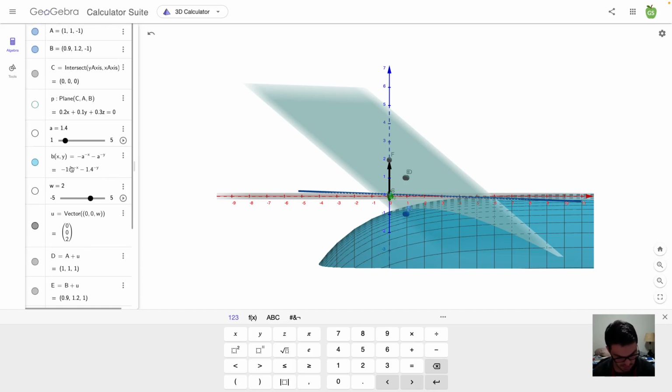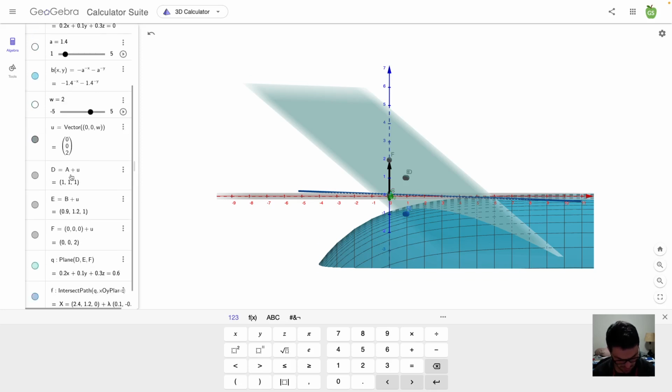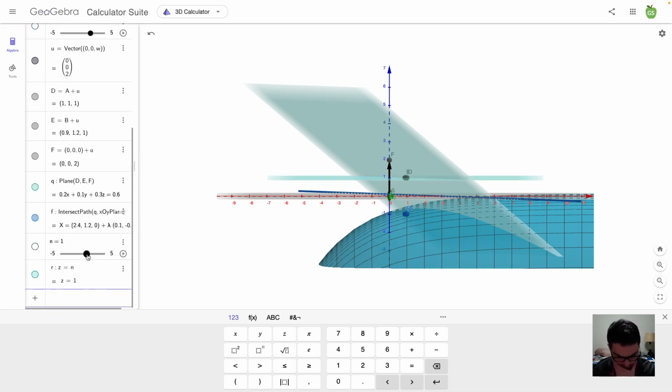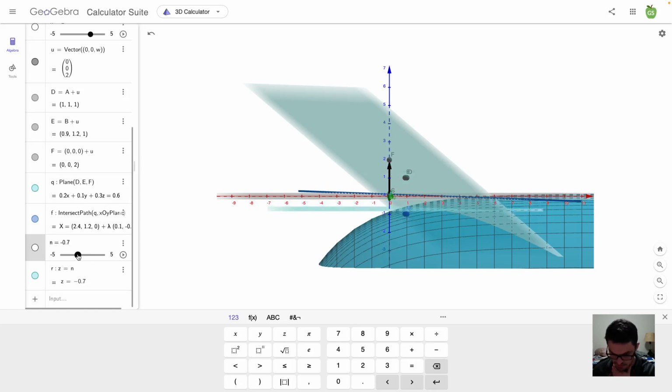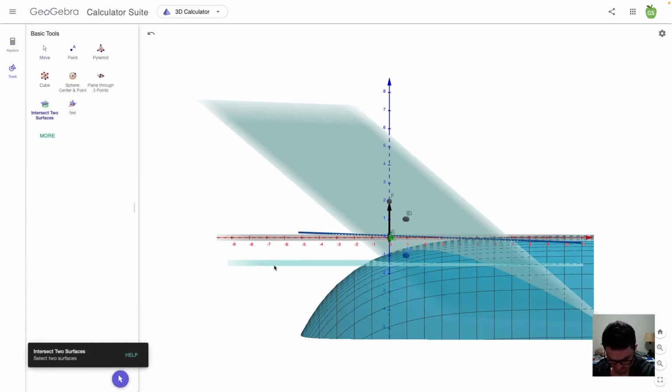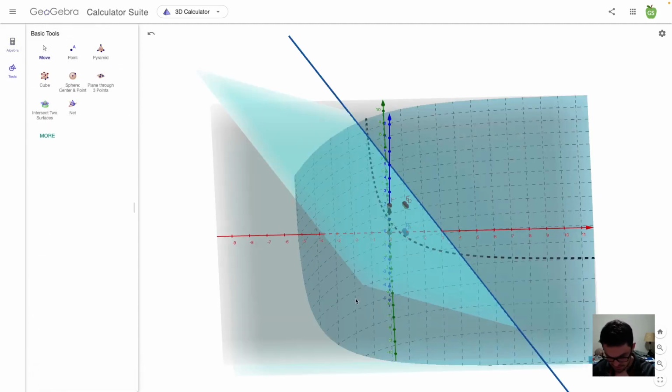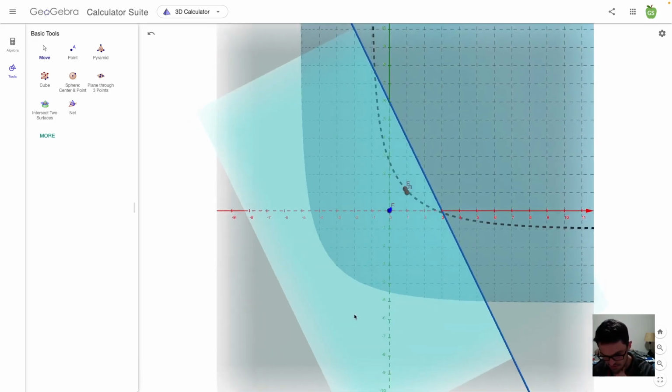What about w? We use w. Lowercase b is here. What about n? Okay, n is a good number. Let's do z is equal to n. Now if I move this around, you can see I'm just cutting this flat plane. Now what we'll do is intersect this plane with our utility. So now if I rotate back, looky there.